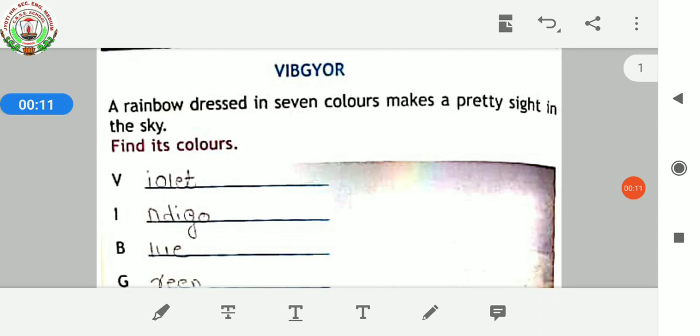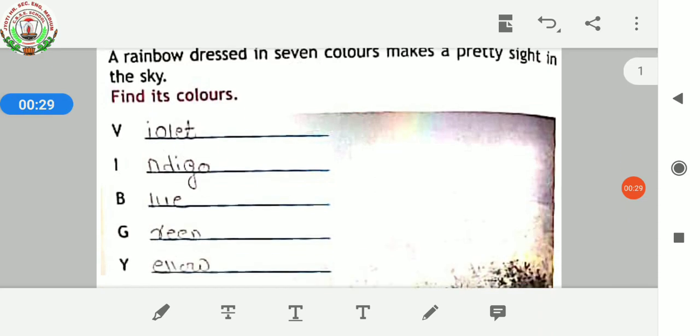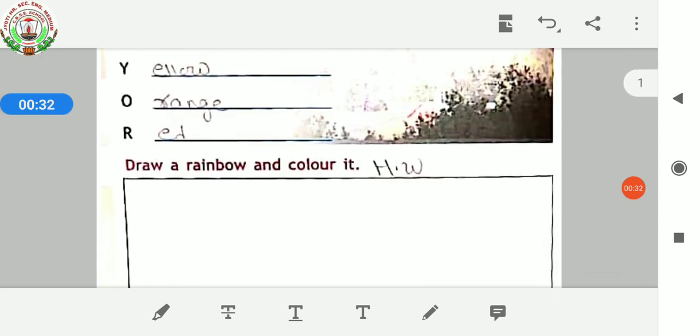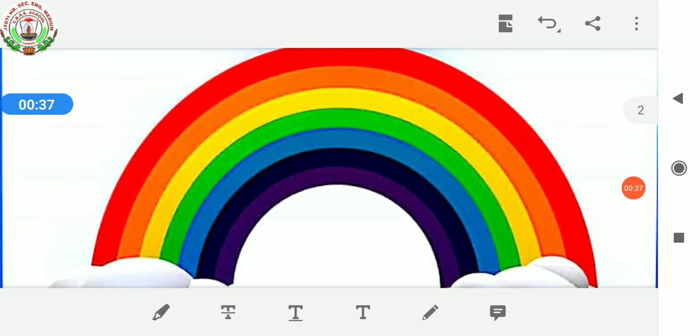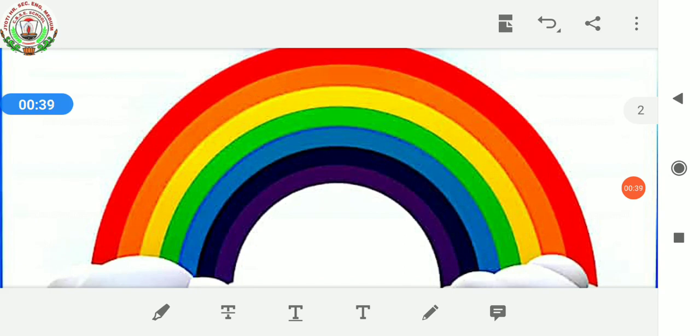Today, in your GK book, we are going to study about rainbow colors. So, here on this page, it is written, a rainbow dressed in 7 colors makes a pretty sight in the sky. So, when we see a rainbow in the sky, it looks so pretty. You can see in this image, it's an image of a rainbow and it is looking so beautiful, and we know that a rainbow has 7 colors.